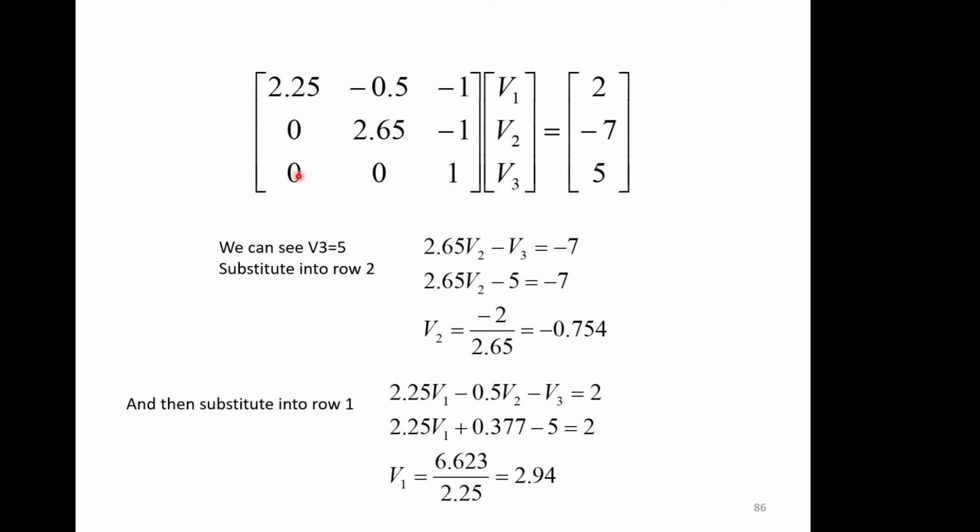So we can see, if we multiply this out, we've got 0 V1 plus 0 V2 plus 1 V3 is going to equal 5. So that's helpful enough. So we can substitute 5 into here, and then we can just substitute back in for this row here. We get 2.65 V2 minus V3 equals minus 7, which is easy enough to work out for V2, which gives us that, and then we can just substitute back into row 1 with the known answers for V2 and V3 that we've got now, allowing us to calculate V1, which comes out at 2.94.